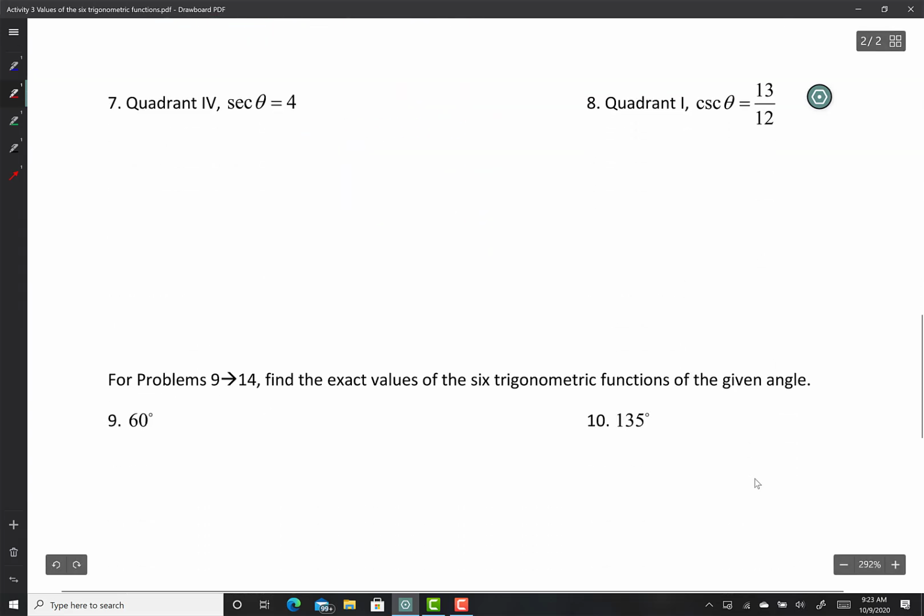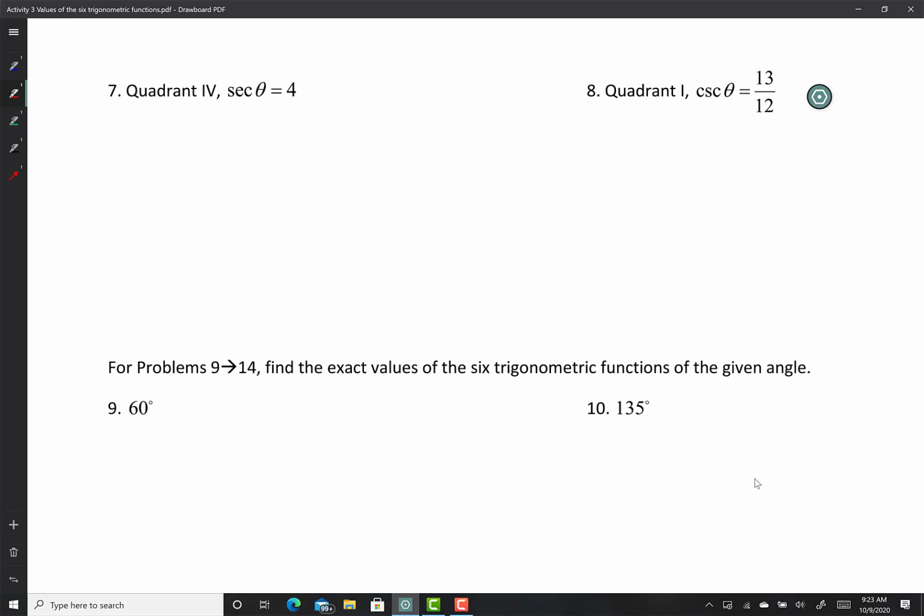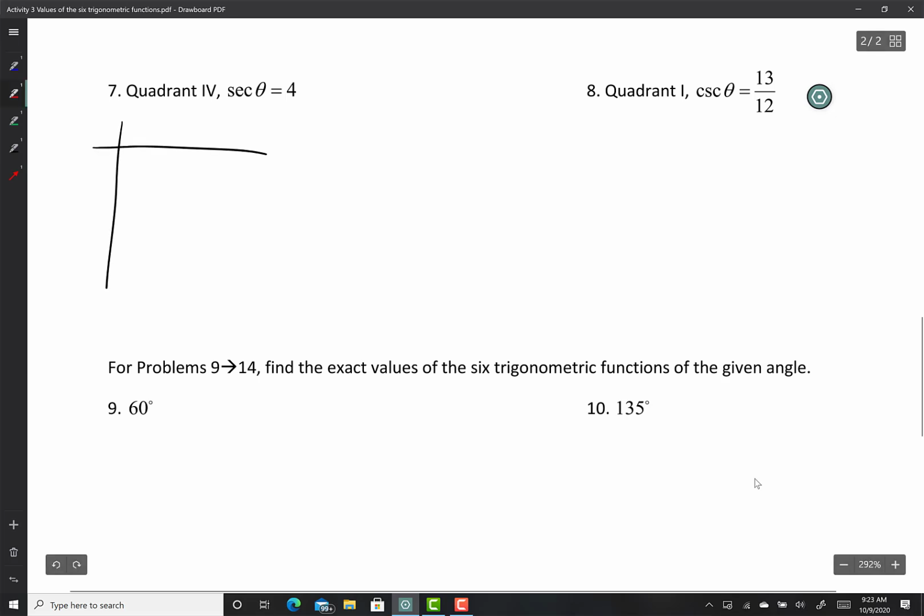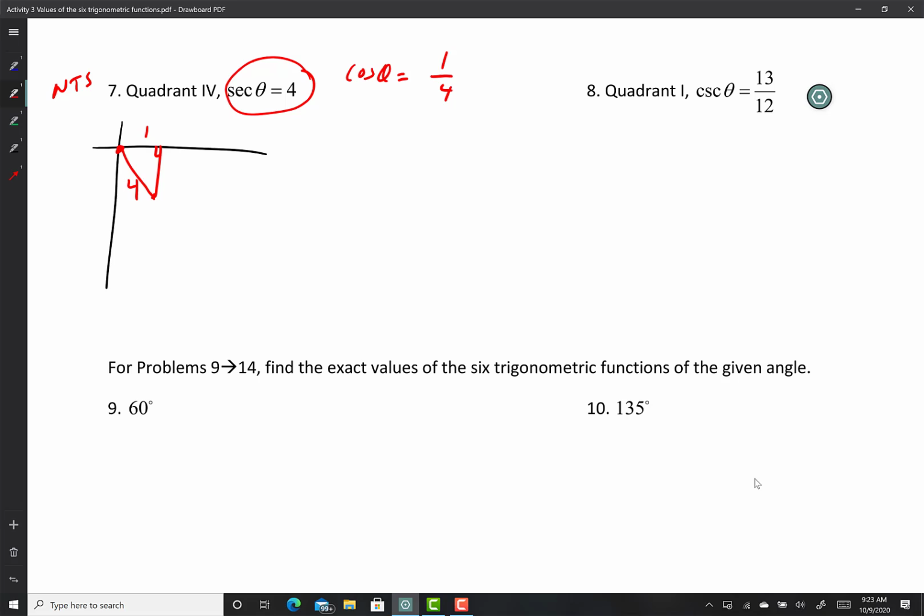Next one, it says quadrant 4. So I'm going to exaggerate quadrant 4. So here is quadrant 4. And it says secant is 4. So if secant is 4, right off the bat, we know that cosine has to be 1/4. So a point, not to scale, I guess it's probably closer to the y-axis. 1/4, that's the hypotenuse. I've got to figure out what my vertical displacement is.